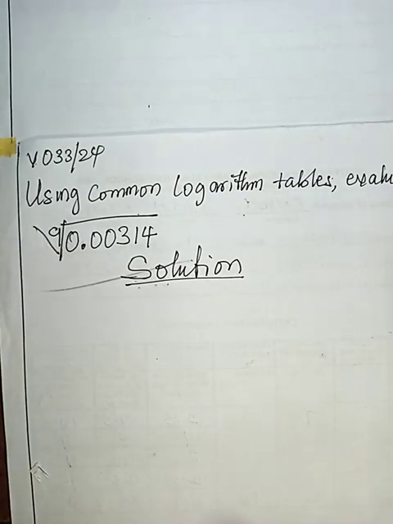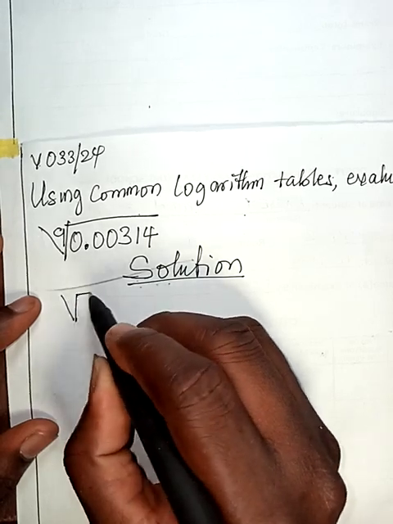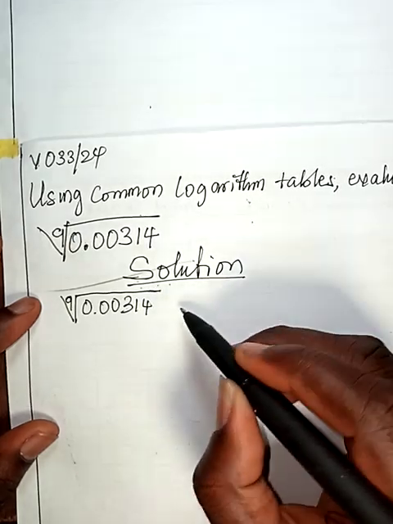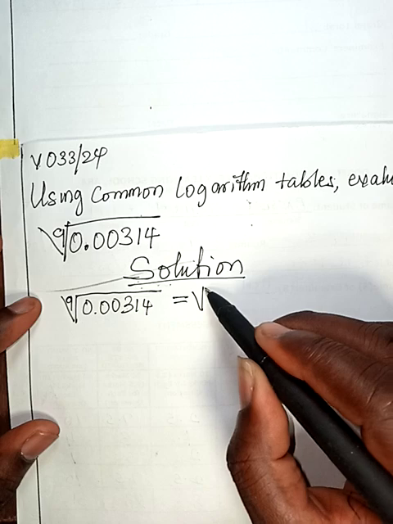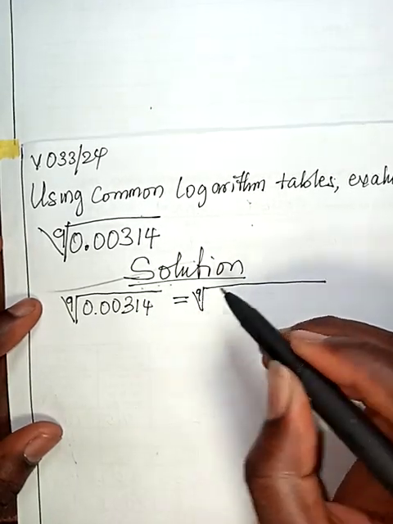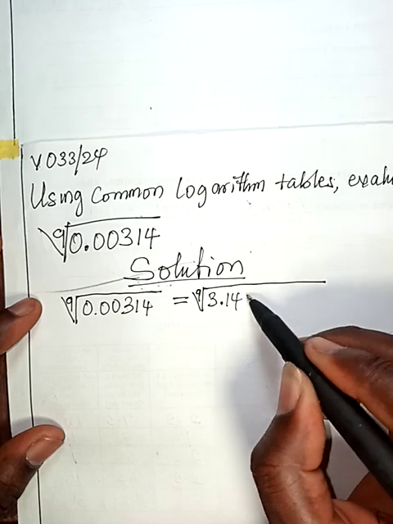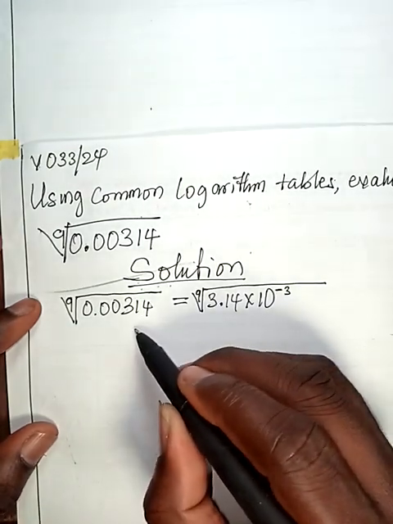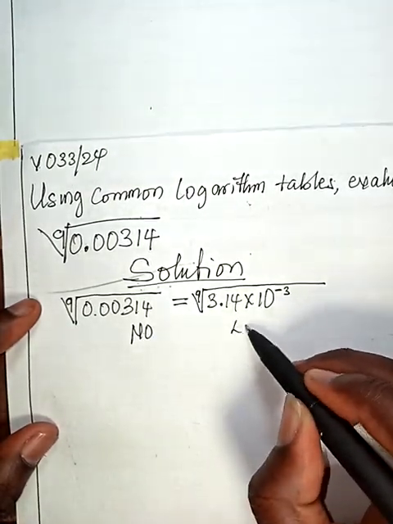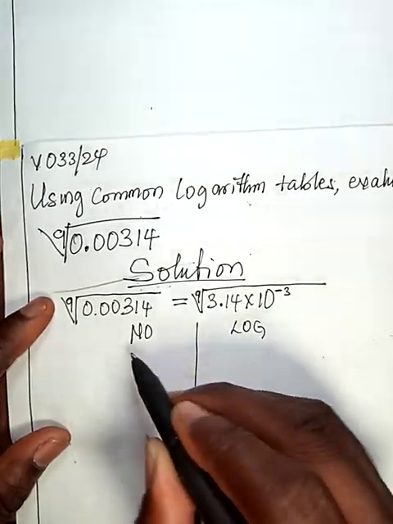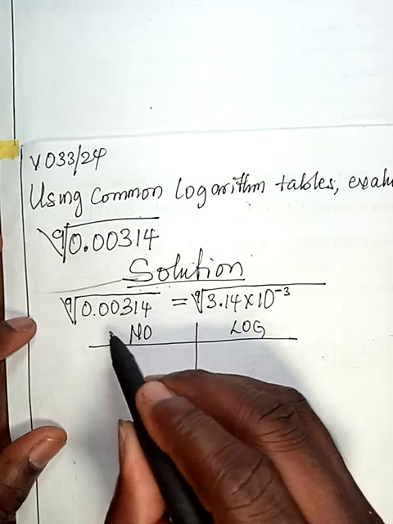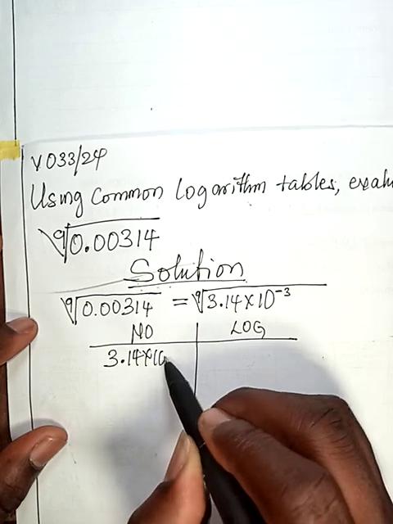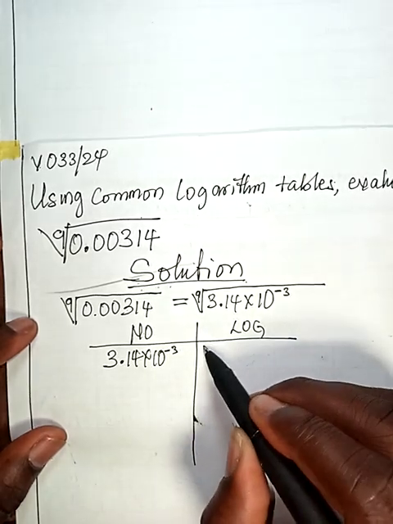First of all, what we are given is this. This is the ninth root of 0.00314. If I write this in standard form under this radical sign, this will be 3.14 times 10 raised to the power of negative 3. Now I'll go to my number and log chart. That's how I intend to do this. So now remember this number and this number are the same, so this will be 3.14 times 10 raised to the power negative 3. Now this will be written as bar 3.